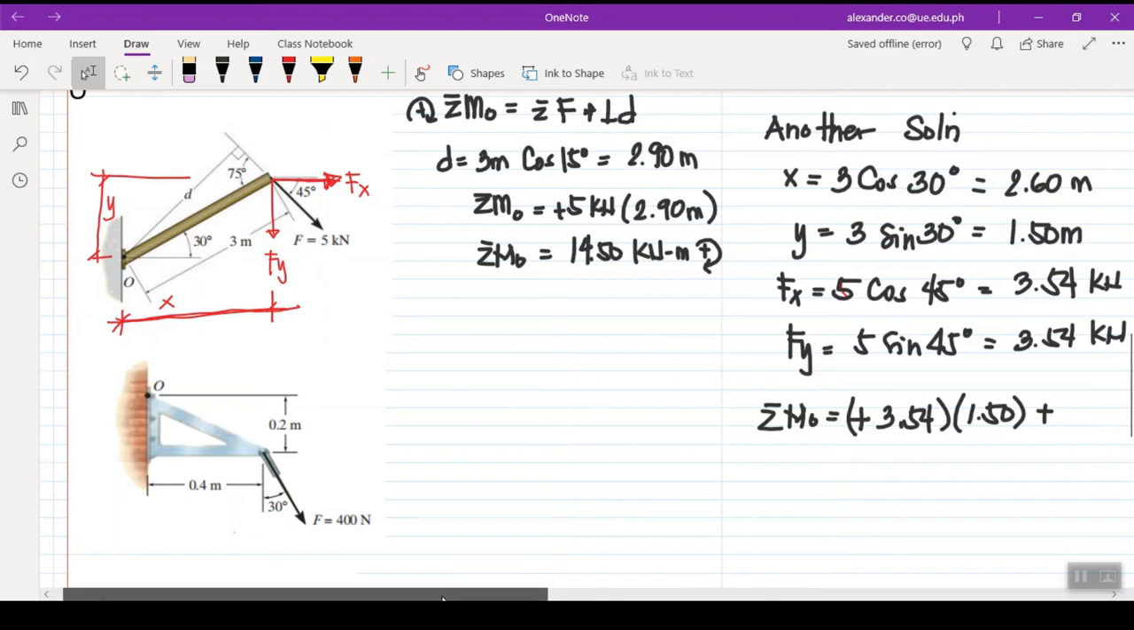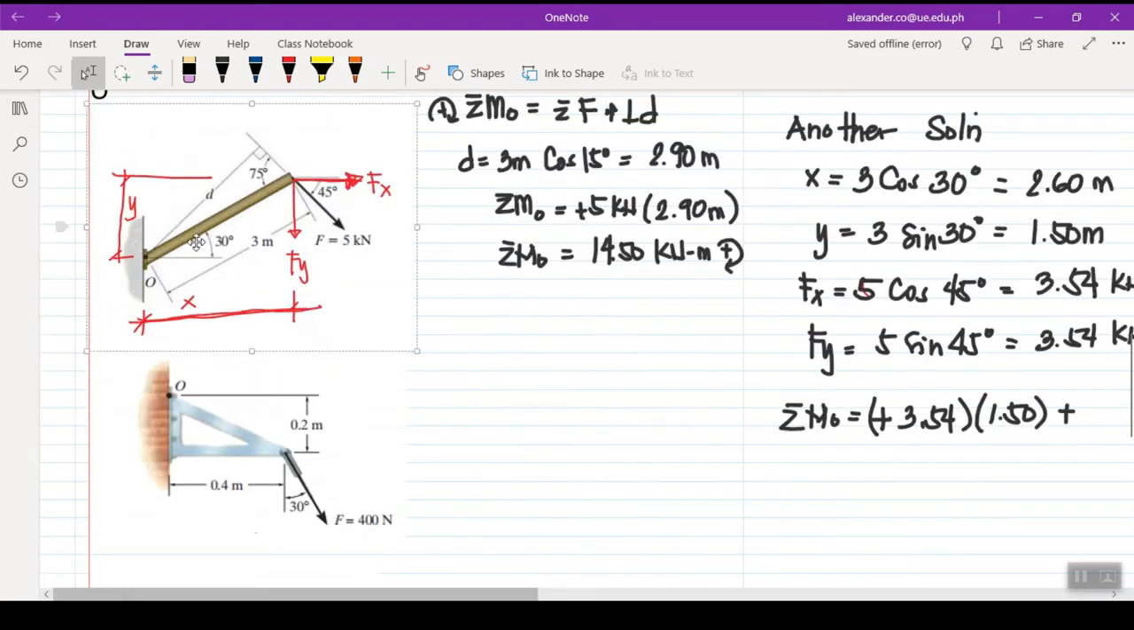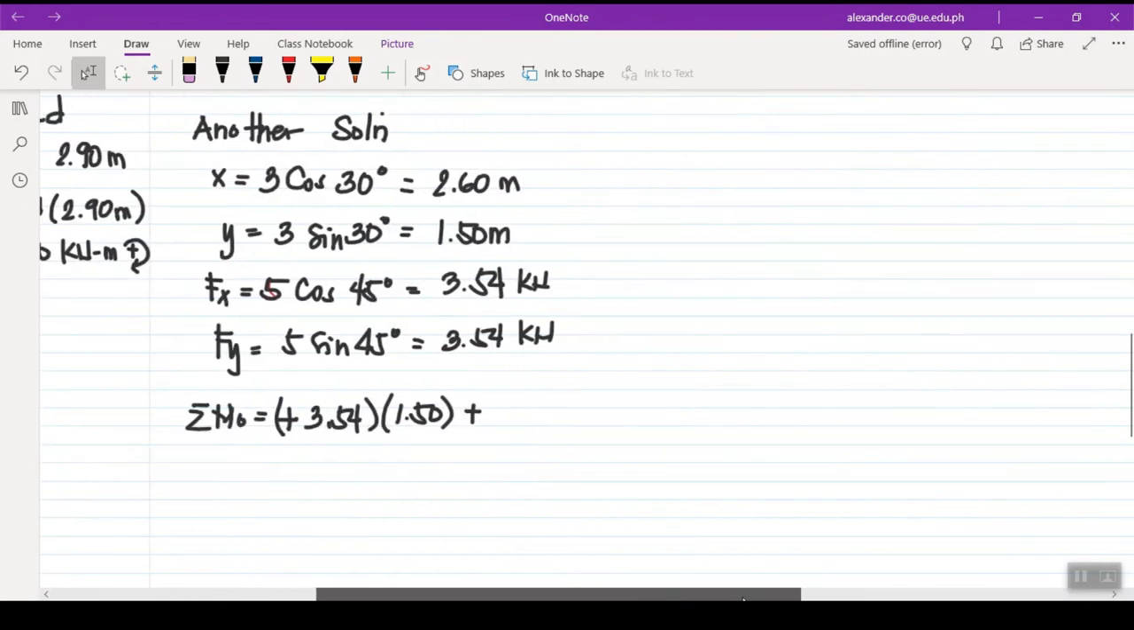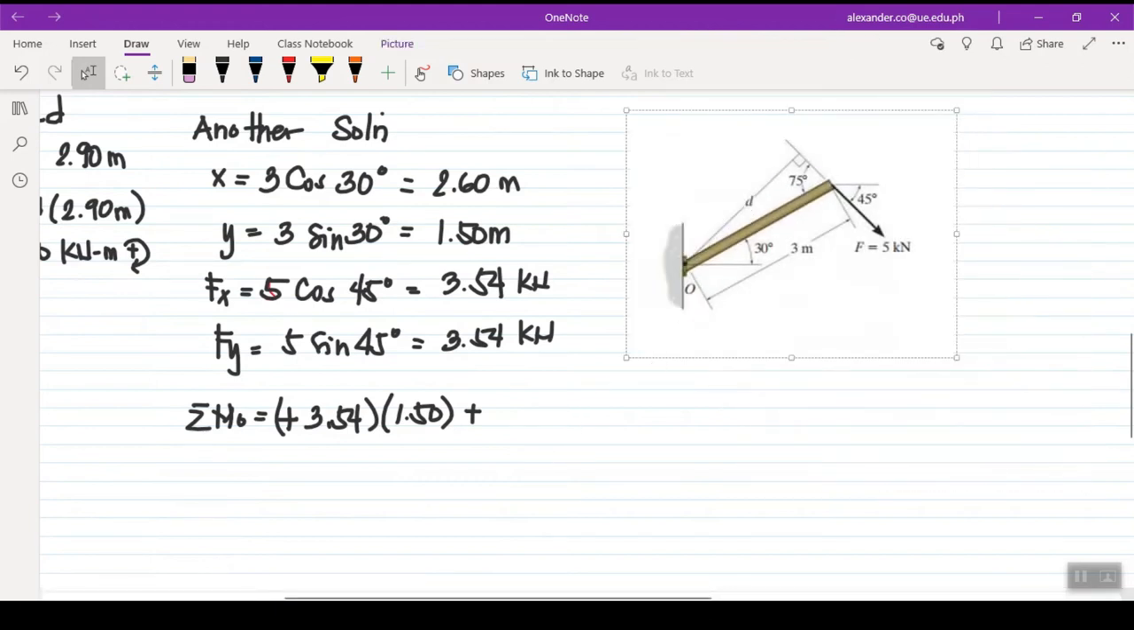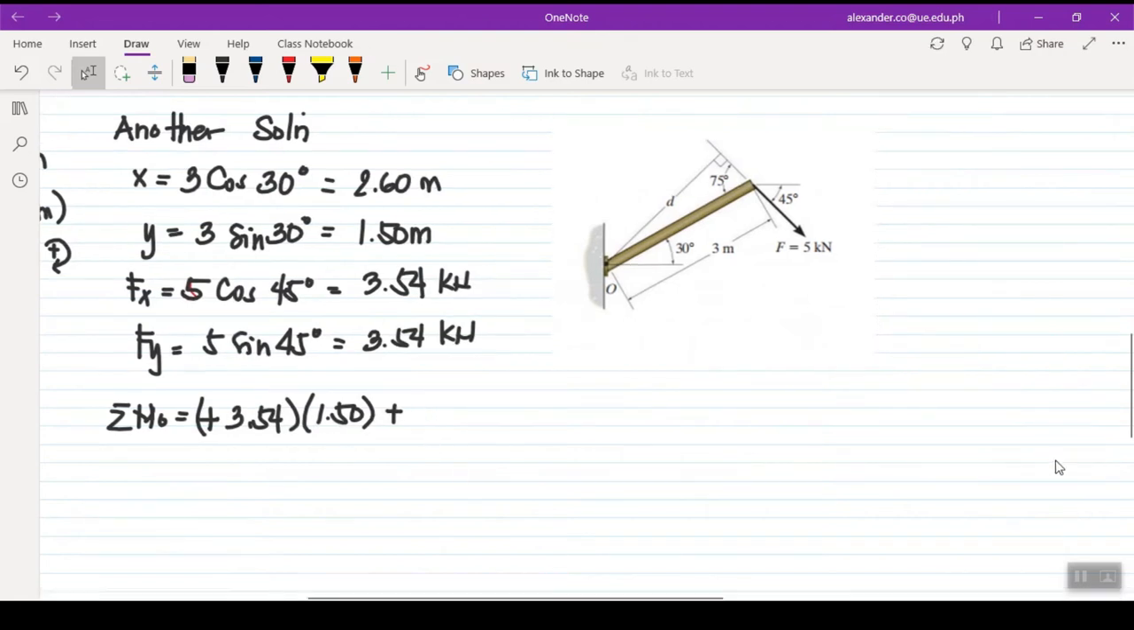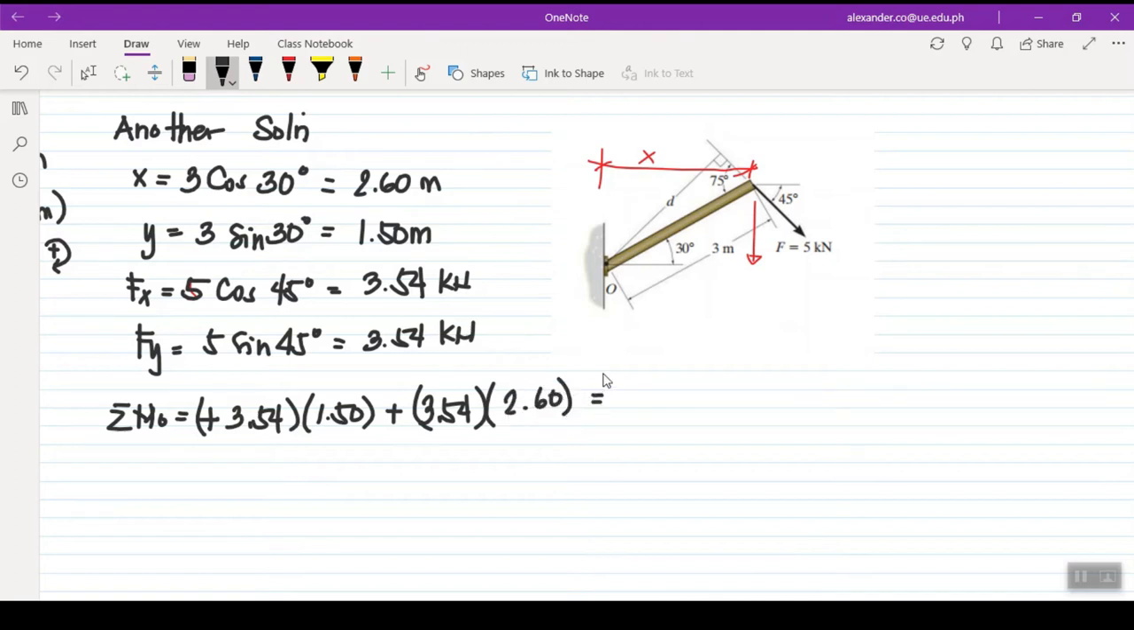So, subukan natin ng konti. Okay, pwede rin naman pala ito. Ganitong gawin natin. Copy ko yan. Plus f of y. Ano yung f of y? Ito yung f of y. Ang f of y, 3.54. Anong distance nito? Ito yung distance naman niya, yung x na nakuha natin. Ito yung perpendicular distance. So, this one is 2.6. So, times 2.6. Ang dapat sagot niyan, parehas.